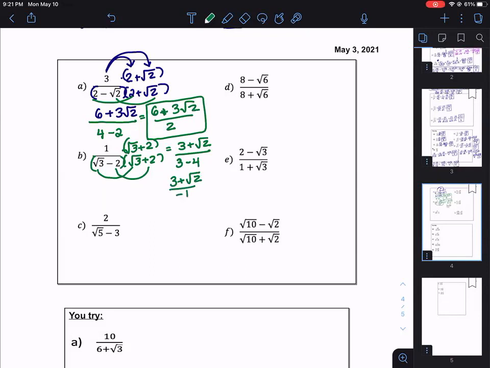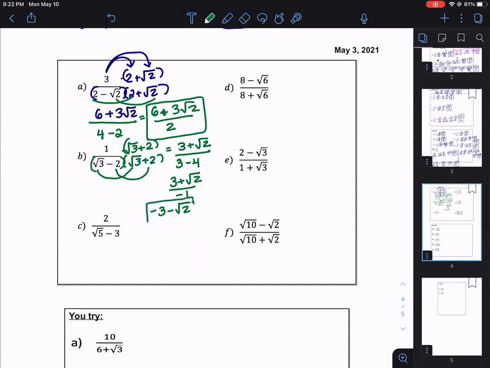And that is going to give me, sorry, I just had an error in my answer. You can leave it like that, but you can also simplify by dividing the top and bottom. So 3 divided by -1 is going to be -3, and radical 2 divided by -1 is going to be negative radical 2. And yes, that would probably be what you would see on an exam.